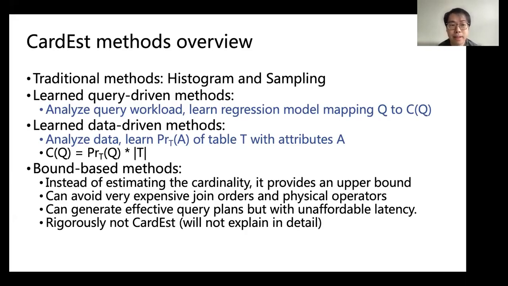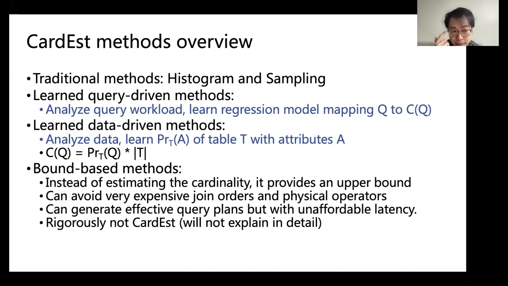The learned query-driven method analyzes the query workload. So it learns a regression model that directly maps the query Q to its cardinality, C(Q). The learned data-driven method, instead of analyzing the query workload, analyzes the data and builds distribution models to model the probability distribution of all attributes A on a table T. And then the cardinality can be easily calculated as the probability of the filter predicates Q on table T multiplied by the total number of rows in T.